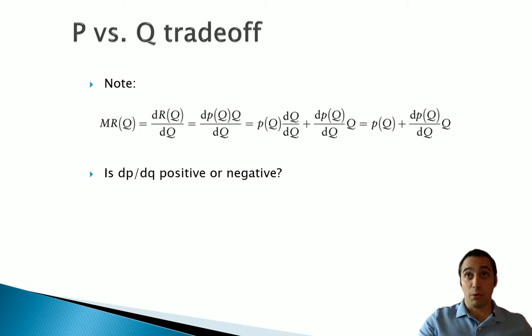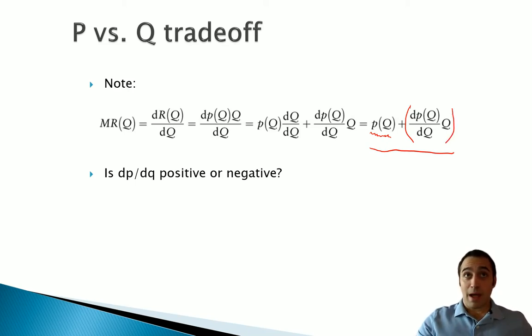And although you might not have guessed that you needed to do this, it is important to note that this is different from what we had as the marginal revenue in a competitive market. Competitive firms, their marginal revenue was just P of Q. Monopolists have P of Q plus this additional term, dP dQ times Q.